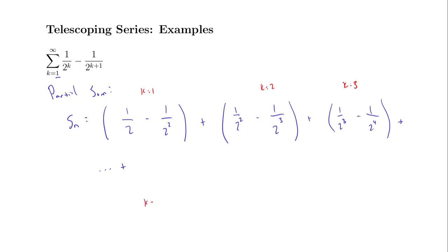I'll just do like k equals n minus 1. So this is 1 over 2 to the n minus 1, minus 1 over 2 to the n minus 1 plus 1. So that's just n. And then lastly, I'll do the k equals nth term: 1 over 2 to the n minus 1 over 2 to the n plus 1.